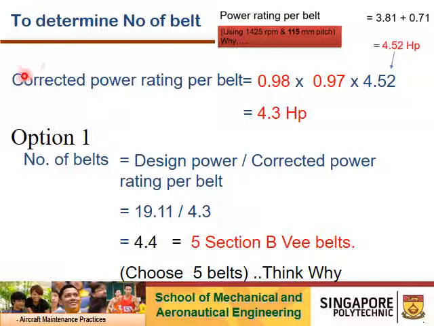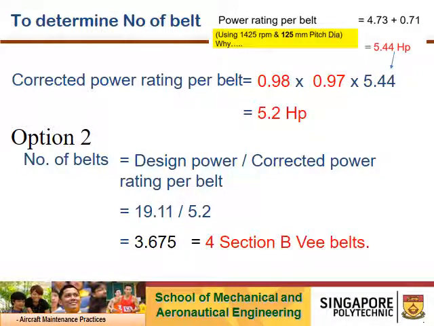Talking about option 2, repeating the calculation. Option 2 is using 125 mm pitch diameter data. The correction factor remains the same because your pitch diameter and the belt length are the same. So 0.98 multiplied by 0.97, and only the horsepower rating per belt is slightly different. Using 125 data, we have a higher horsepower per belt, 5.44, and when you multiply the correction factors it gives you 5.2. So the number of belts is design power divided by corrected power rating per belt.